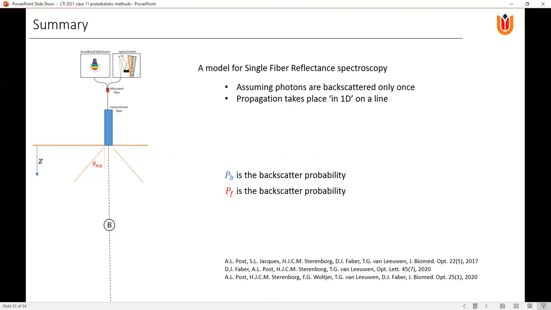The simplifications are, of course, quite restrictive. The assumption that the photon is scattered only once is restrictive. The assumption that propagation takes place along a 1D line is also very restrictive. So it is not a complete model. It did turn out to be useful. So yeah, we managed to publish a few papers about it. It's not finished yet. So if you like this kind of thing, then please let me know.